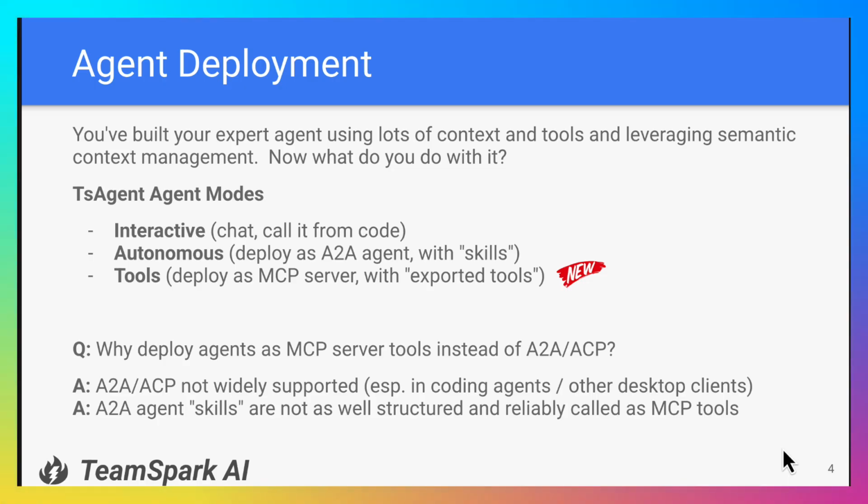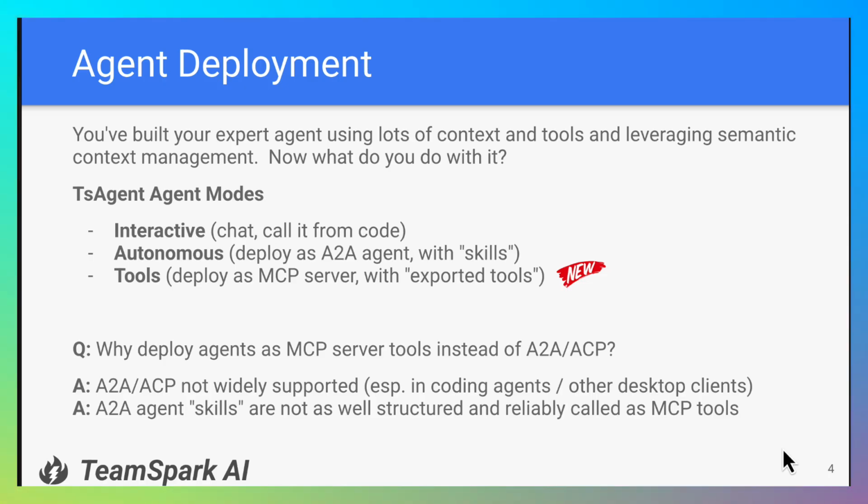That call will not be able to use any tooling that requires user approval because it knows it's a headless autonomous agent. And the agent exports skills. These are basically ways to explain to the calling agent what the called agent is capable of doing. And then we added a new feature, which is what we're going to talk about today, called Tools Mode. Tools Mode allows you to deploy your agent as an MCP server with exported tools. And I'll show you what that means in a second.